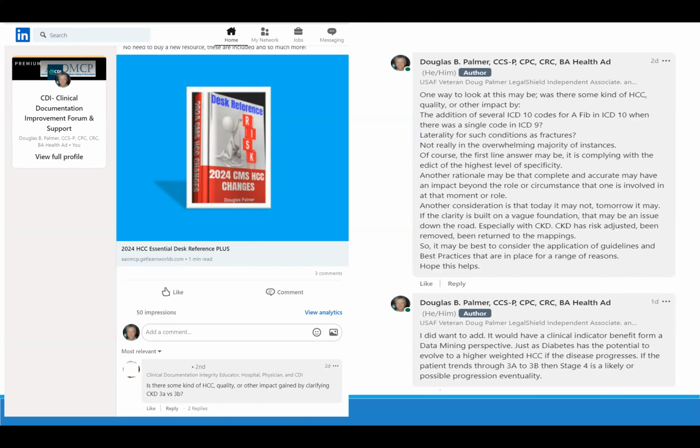So from a data mining perspective or a clinical indicator perspective, it would help the health plan in their data analytics. Predictive modeling is an essential part of risk adjustment. I'm highlighting the word predictive because predictive modeling is forecasting future costs based on current status.